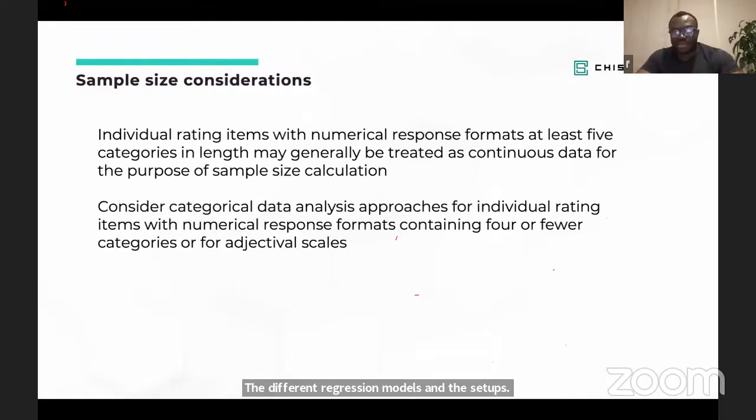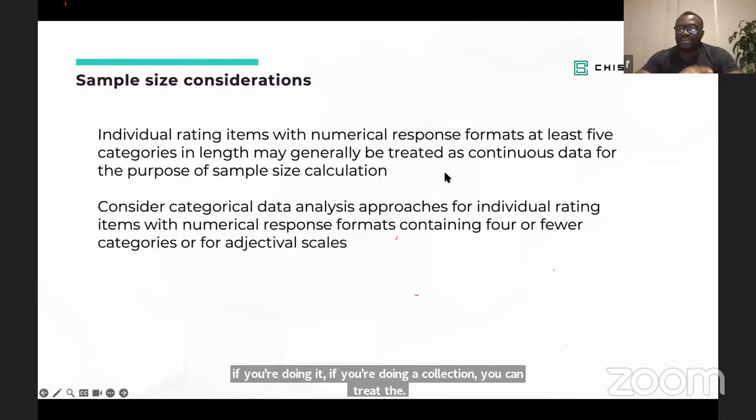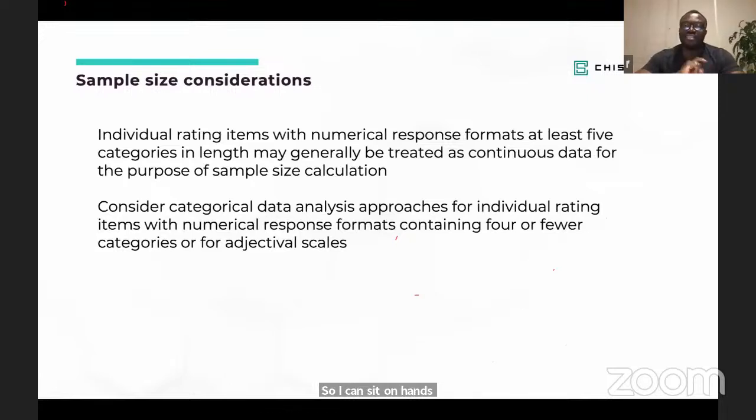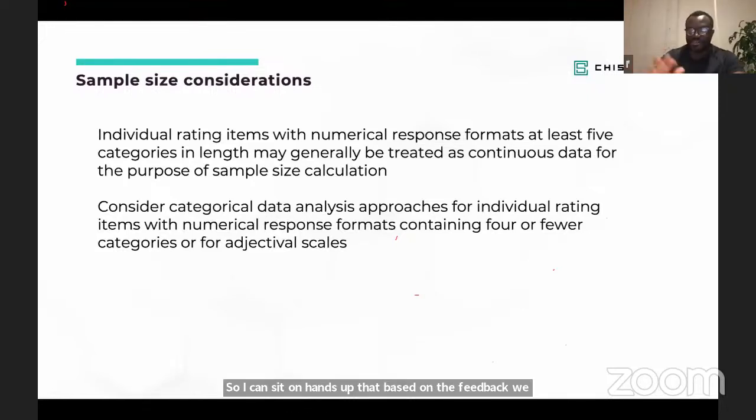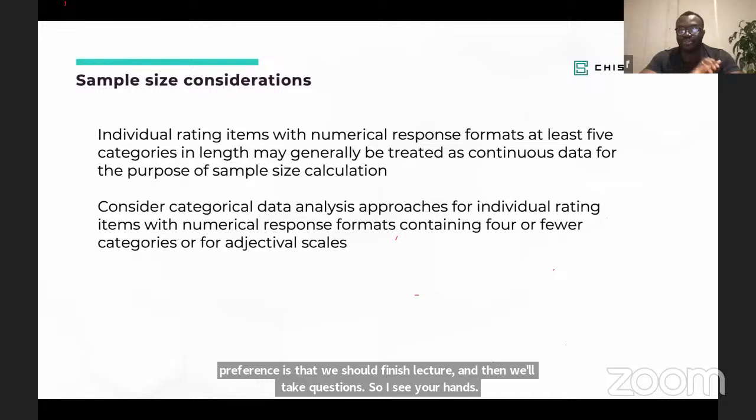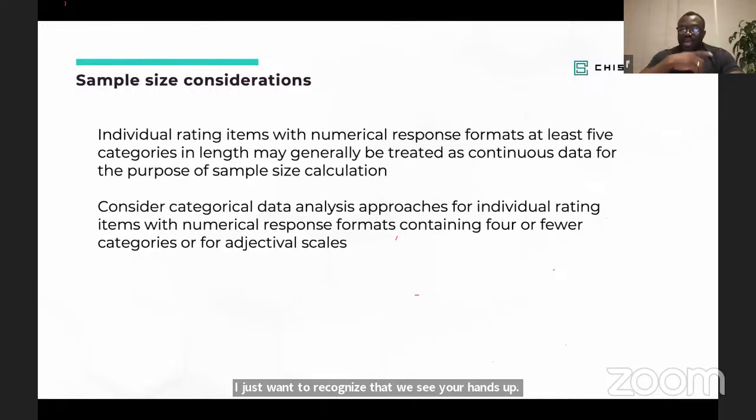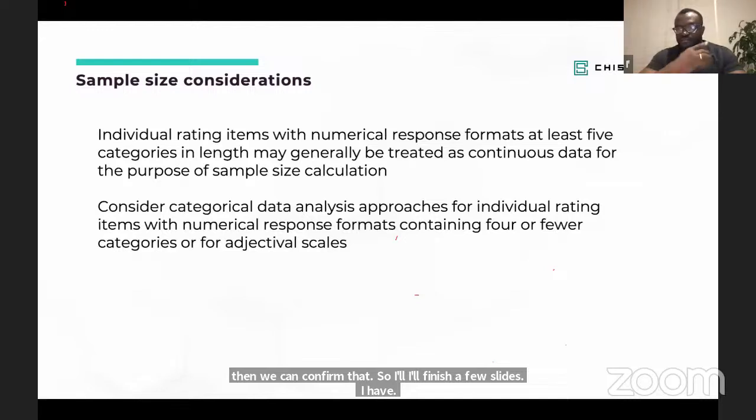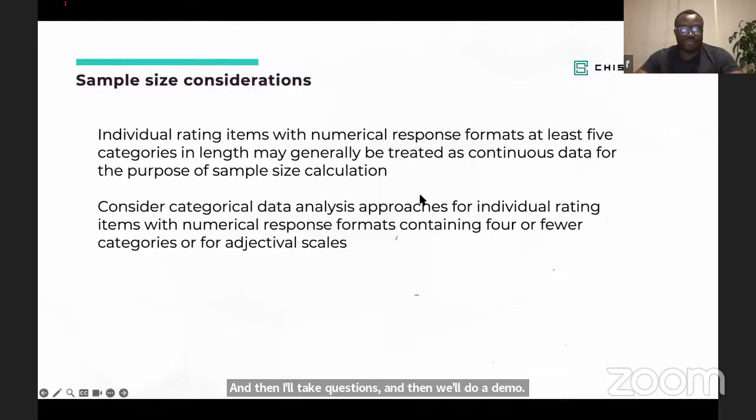All right, so how do we calculate sample size for ordinal logistic regression? So if you're doing a data collection, you can treat the... I can see some hands up, but based on the feedback we've received from the previous surveys, I think the general preference is that we should finish the lecture and then we'll take questions. So I see your hands. I just want to recognize that we see your hands up, that we'll just finish the session and then we'll take questions and then we can continue from there. So I'll finish a few slides I have and then I'll take questions and then we'll do a demo of sample size calculation and then we'll take it from there.